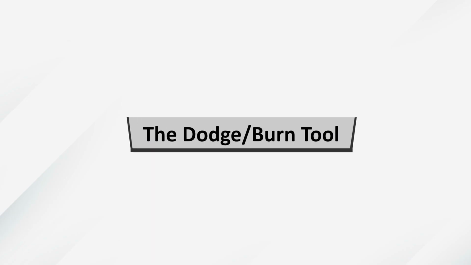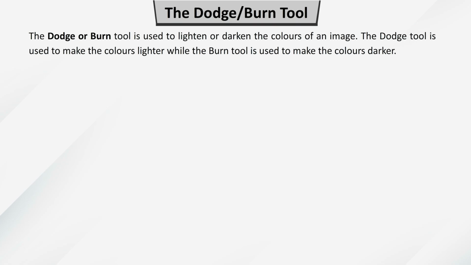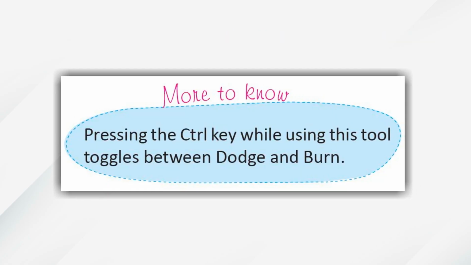The Dodge or Burn tool. The Dodge or Burn tool is used to lighten or darken the colors of an image. The Dodge tool is used to make the colors lighter, while the Burn tool is used to make the colors darker. More to know: pressing the Control key while using this tool toggles between Dodge and Burn.